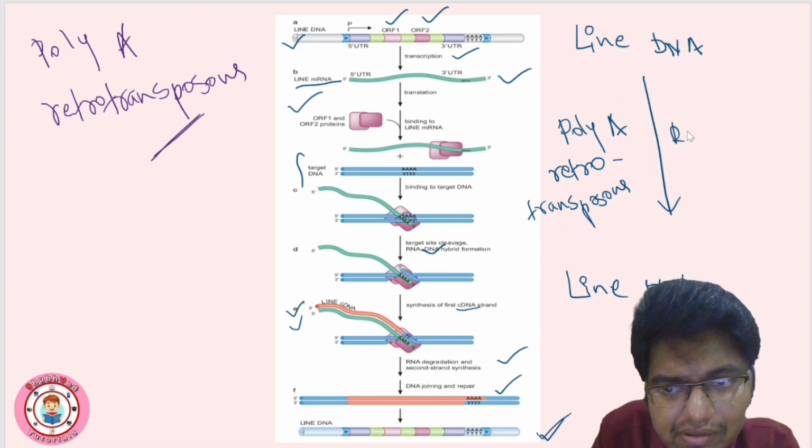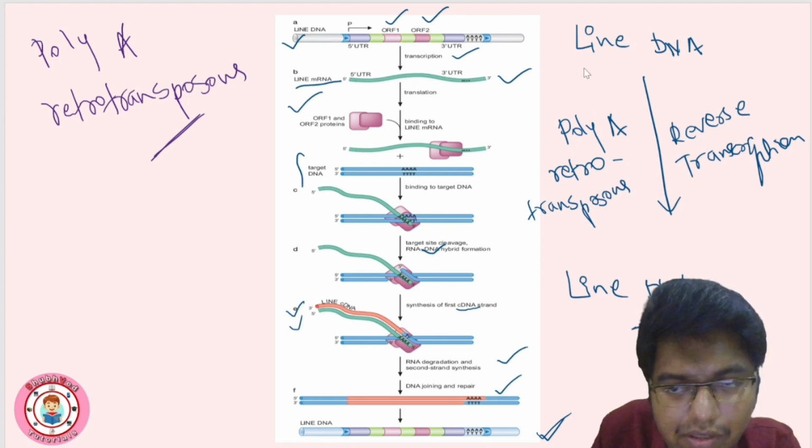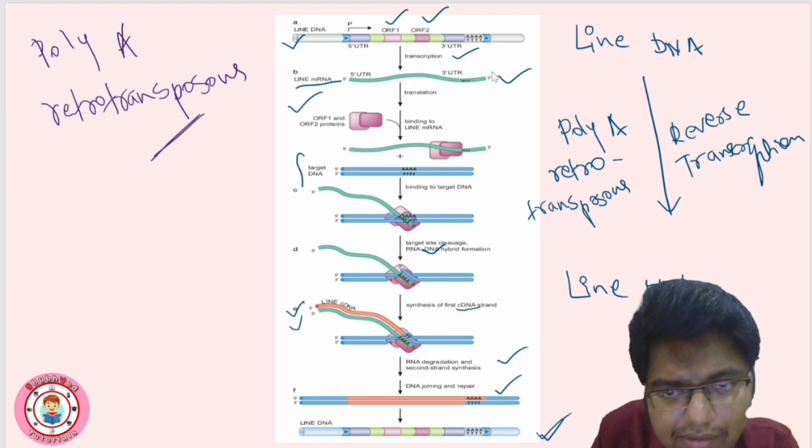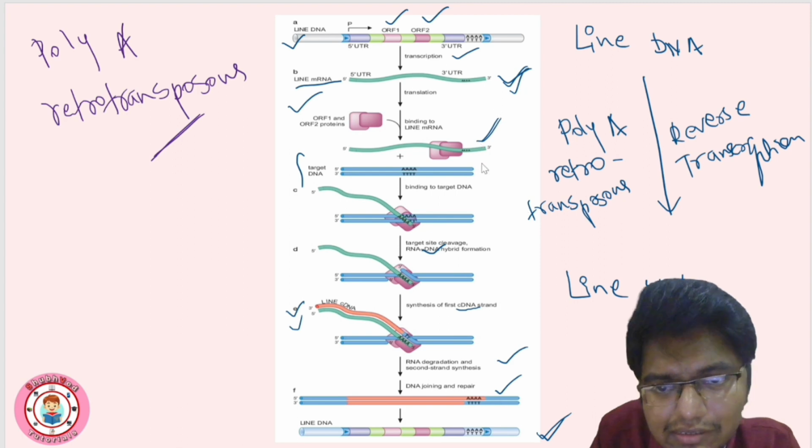How? Reverse transcription. Okay, so first of all, RNA will be formed. This is RNA. From RNA, proteins, ORF1 and ORF2 proteins. These proteins, and from this RNA, this will go and bind to the target site. Then there will be formation of the cDNA, complementary DNA. And then after completion, the DNA will be joined and the LINE DNA is inserted. That's it. So easy it is, right?